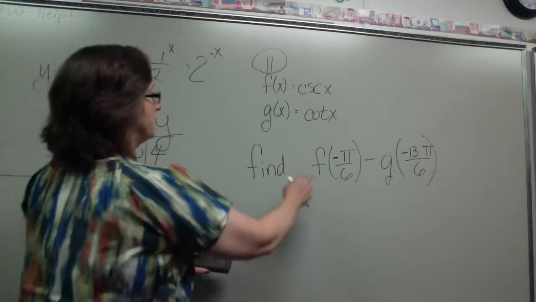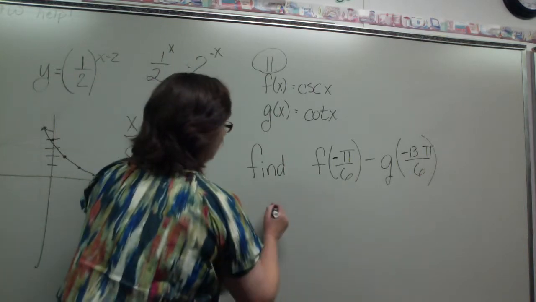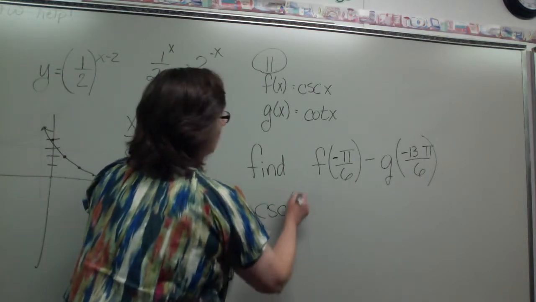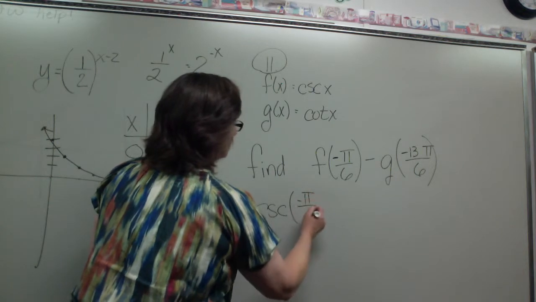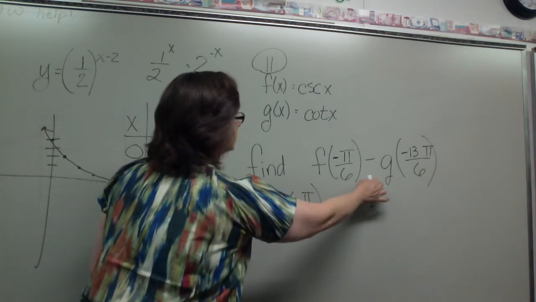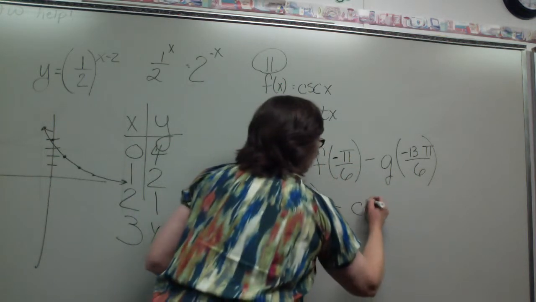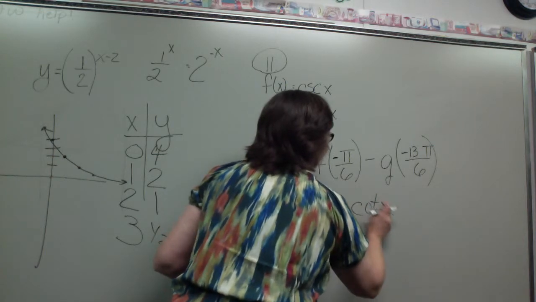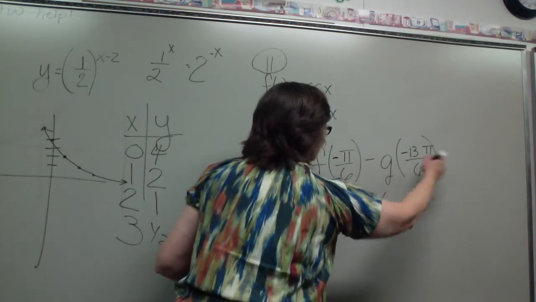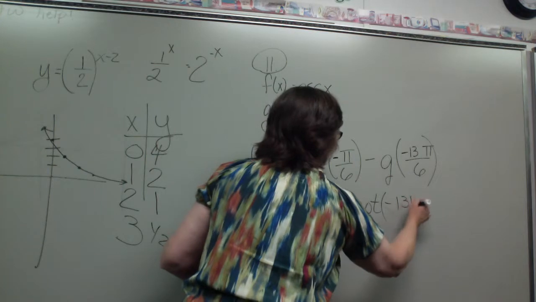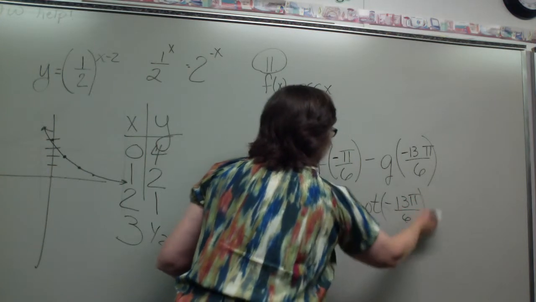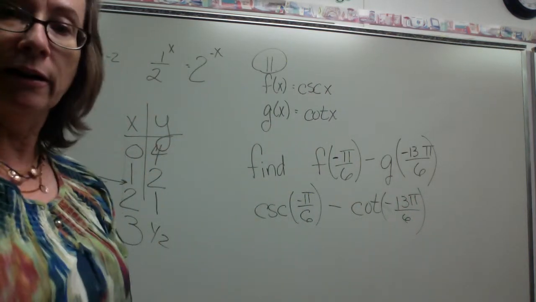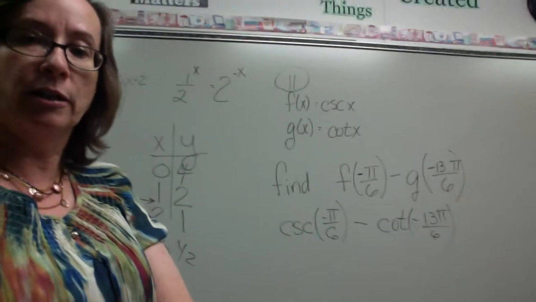All right, so this one right here is going to be cosecant of negative pi over 6 minus, instead of the g, we'll put the g function, which is cotangent of x, but instead of the x, I'll put negative 13 pi over 6. Halfway there.